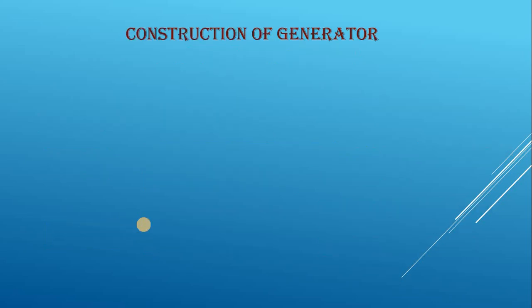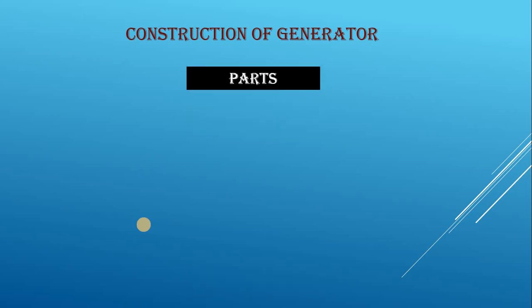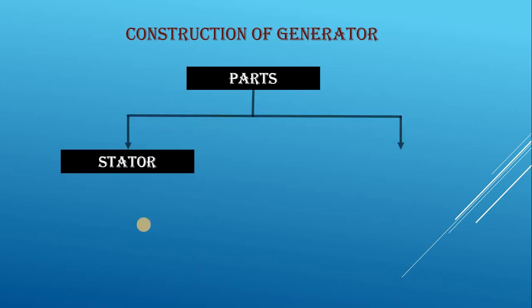Next we shall see the construction of a generator. A generator comprises of two parts. One is the stator. All the stationary parts in the generator together is called as stator. And the other is the rotor. All the rotating parts together is called as rotor.